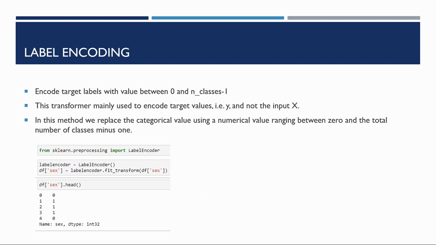The next comes label encoding. Label encoding encodes target labels with values between 0 and n classes minus 1, which means let's say we have a column color with red, green and blue. Each color will get a number: red will be assigned 0, green will be assigned 1 and blue will be assigned 2, which means the three categories will be between 0 and n classes minus 1. In scikit-learn we have the label encoder, so we can directly use it and it will convert the categorical variable to numerical data.